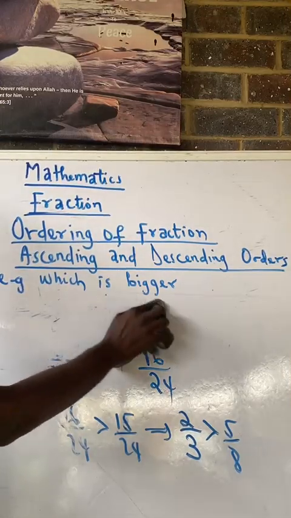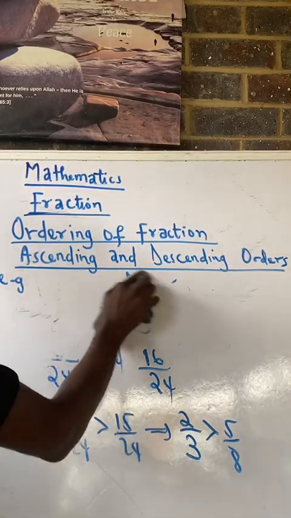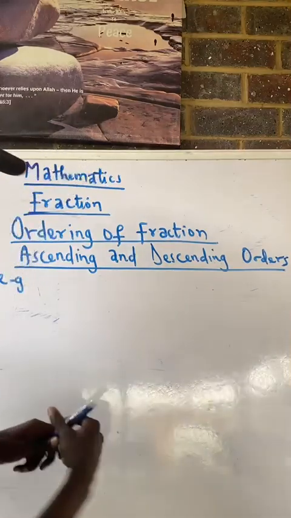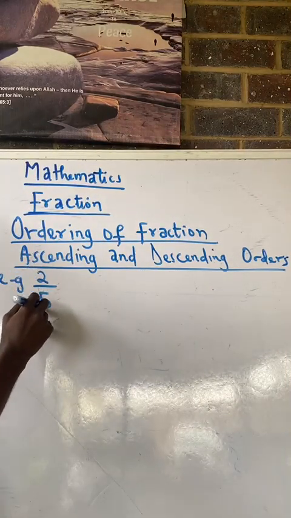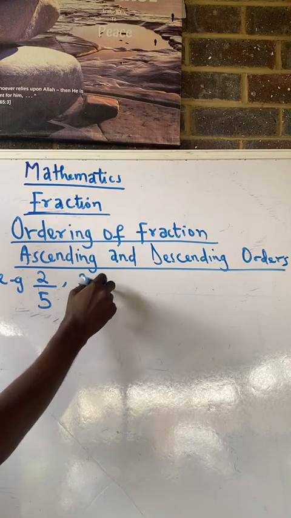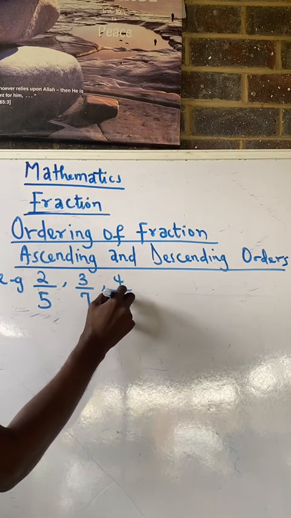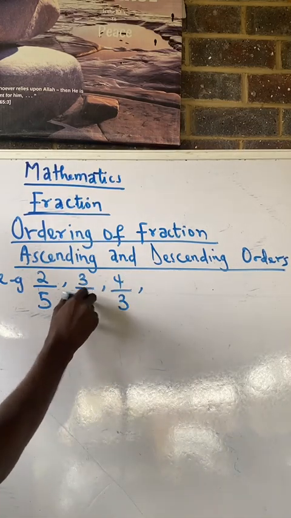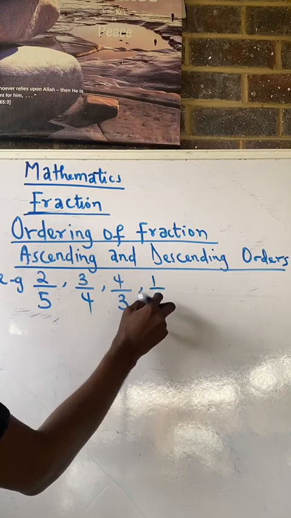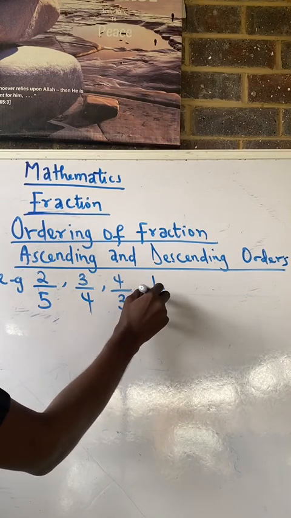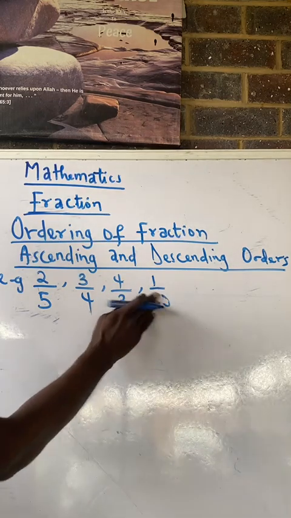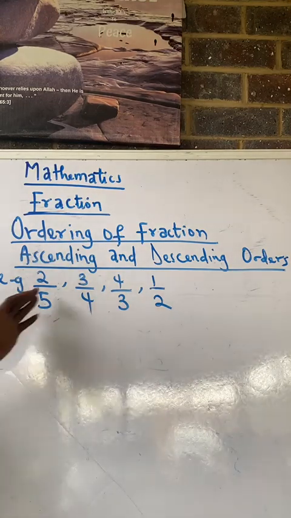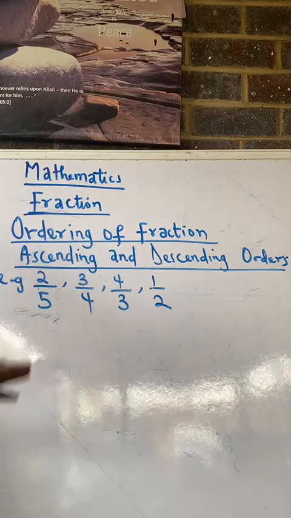If the question says arrange in ascending order, we have a lot of questions like this in objective questions. Let's say we have 2 over 5, and we have 3 over 4, and we have 4 over 3, and we have 1 over 2. So we are asked to arrange these in ascending order. No common numerator, no common denominator. How do we go about it?